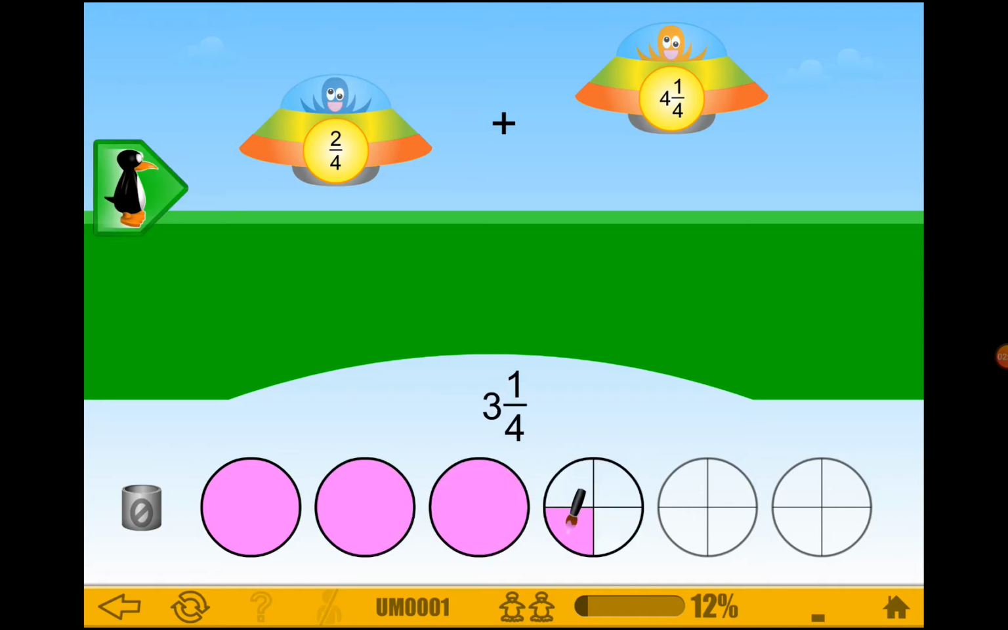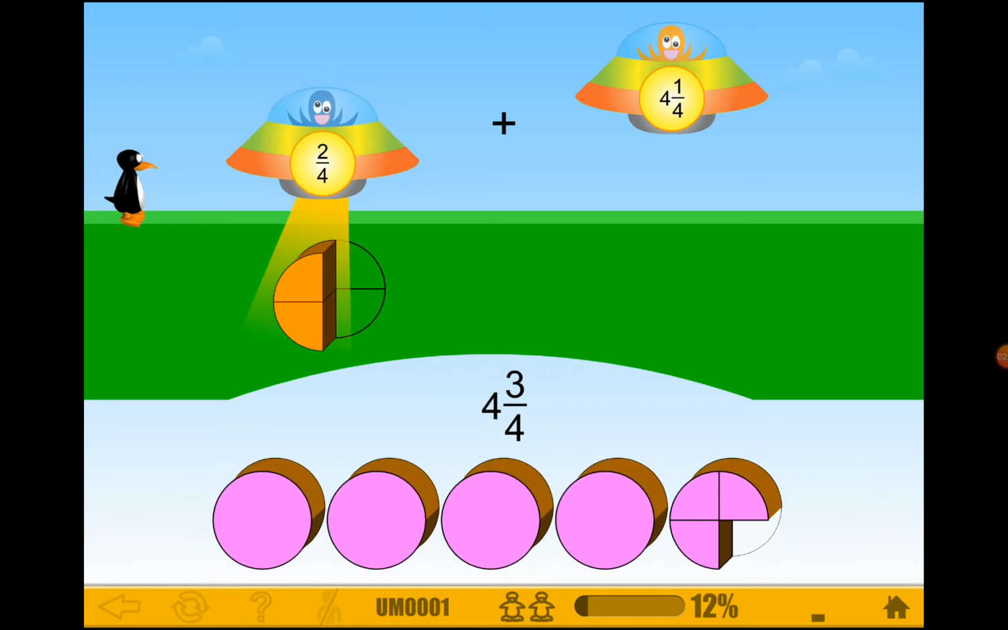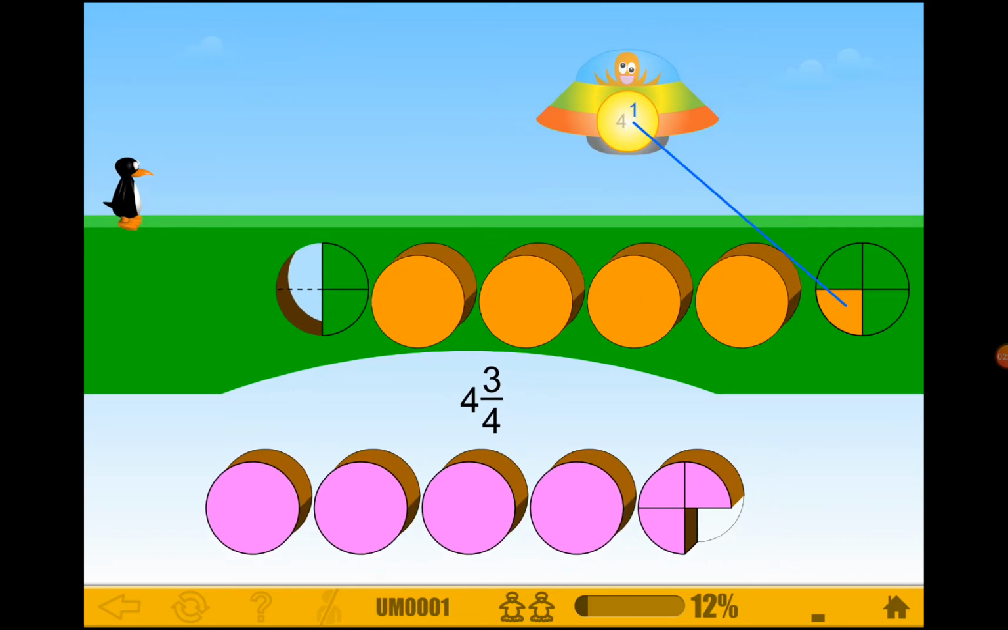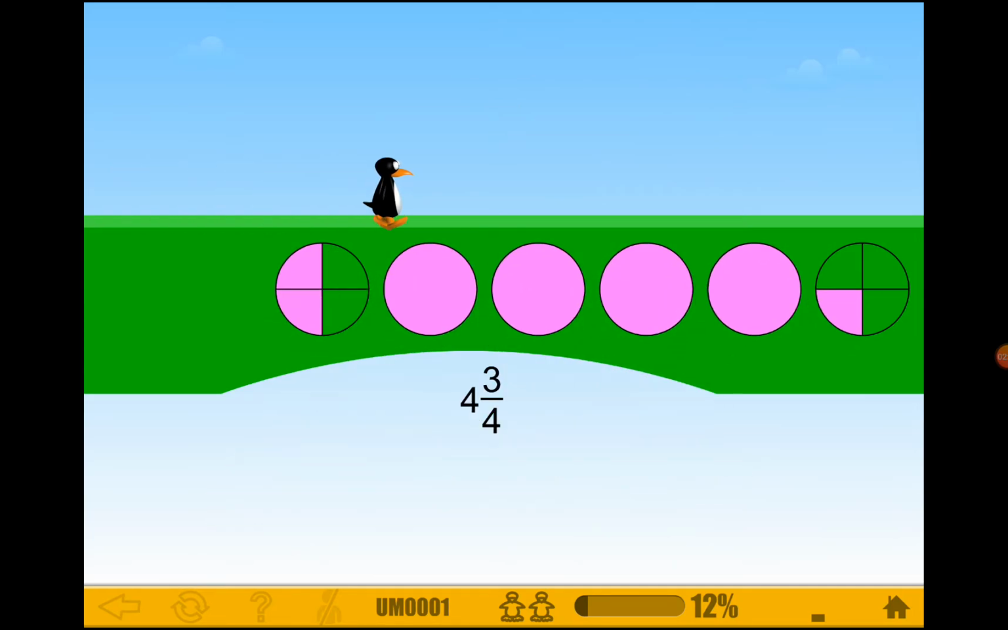19 over 4. Hold on. 3 over 4? I think that's how it works. So 4, 16, 19, yeah, okay. There you go, good. Nice. Boom, and then choosh.